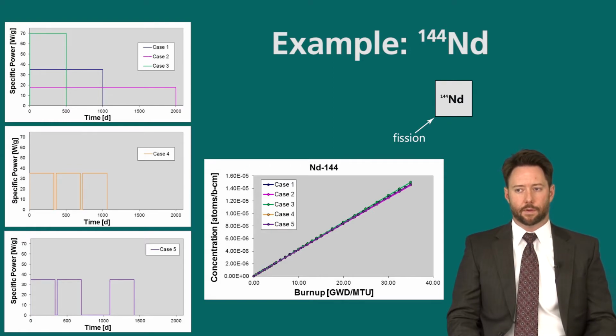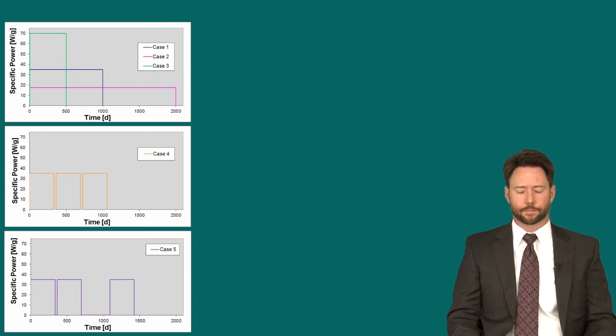And as we can see, all 5 cases just line up right one on top of the other, as neodymium-144 is produced. And so the production of neodymium-144 is only dependent on fuel assembly burnup. It doesn't depend on anything else because it's produced directly from fission, so it just correlates to the amount of fissions that occur in the fuel assembly, which is represented by burnup.